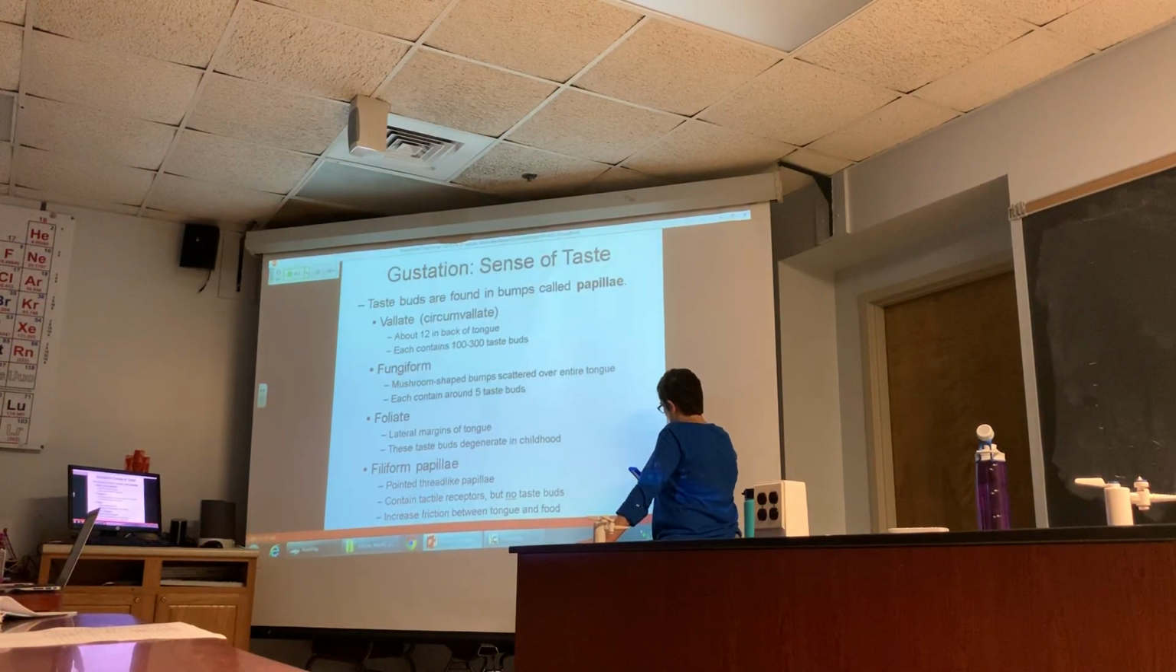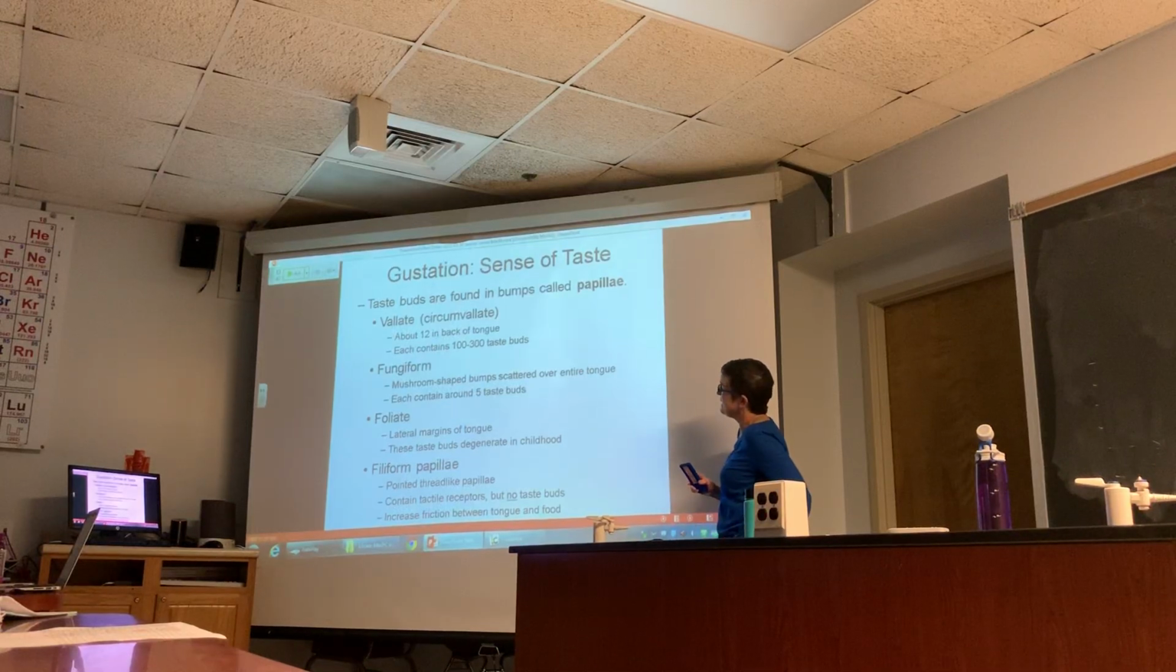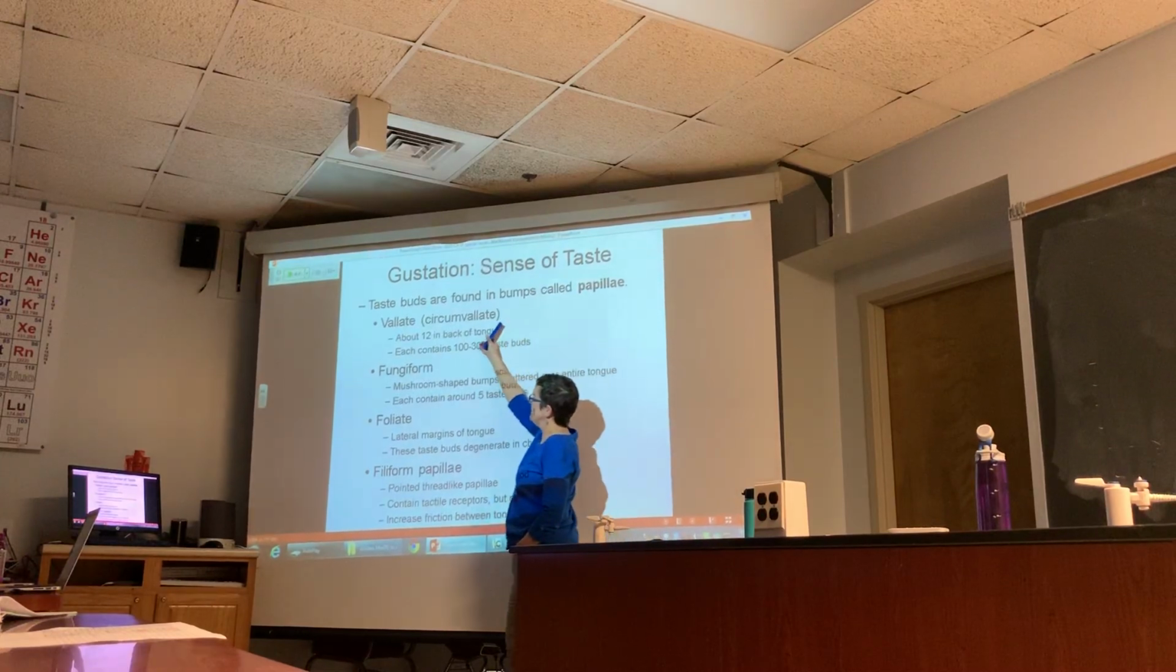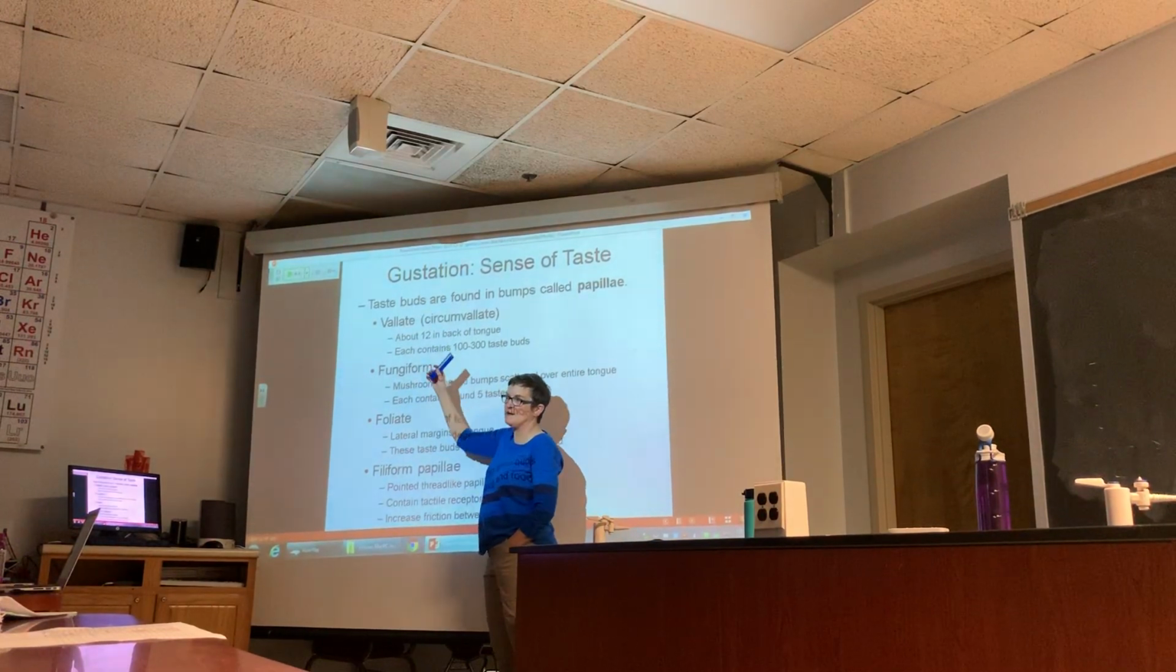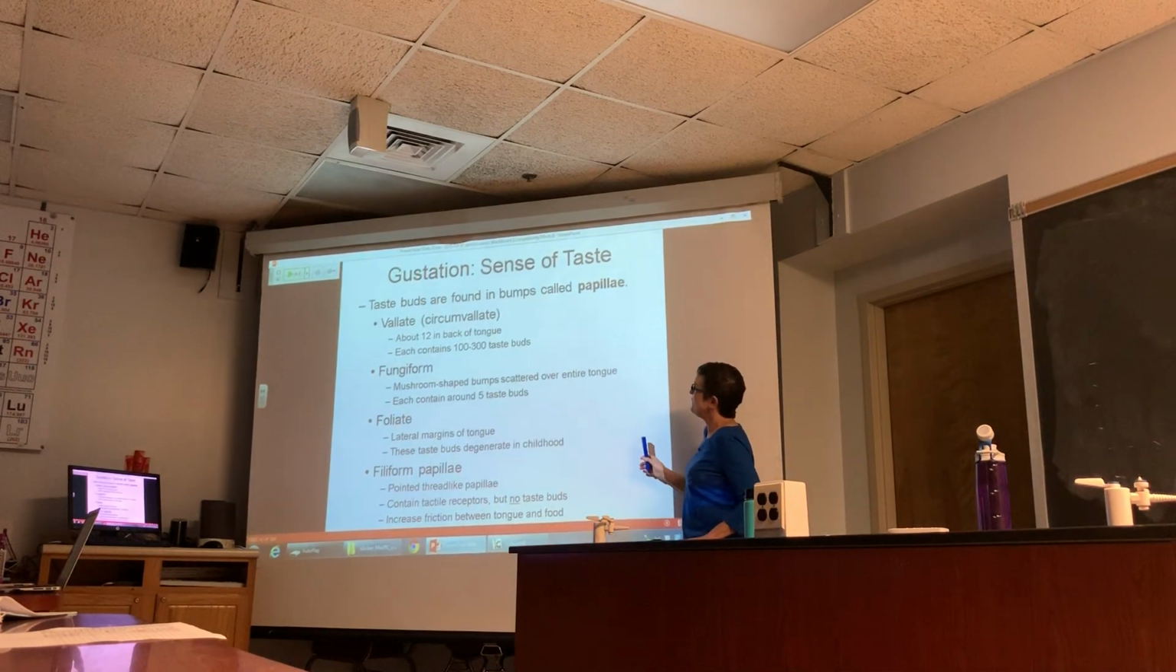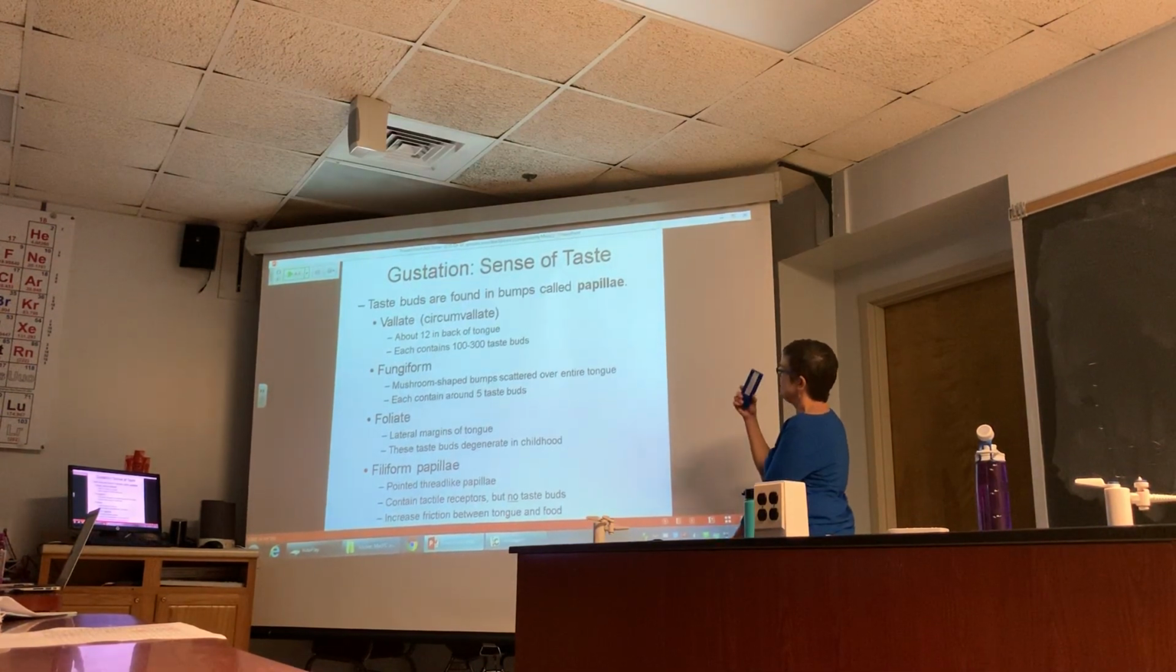Now the taste buds themselves, we're going to look at very briefly, there's different kinds of taste buds. The ones that are called vallate, or circumvallate, is another name. These are in the back of your tongue. There's about 12 of them. They're rather large, and each one contains 100 to 300 taste buds, so they contain the most taste buds, at the very back of your tongue. And by the way, these bumps are called papillae. These are not taste buds, but they contain taste buds. So vallate is the one with the most taste buds, and it's in the back of your tongue.